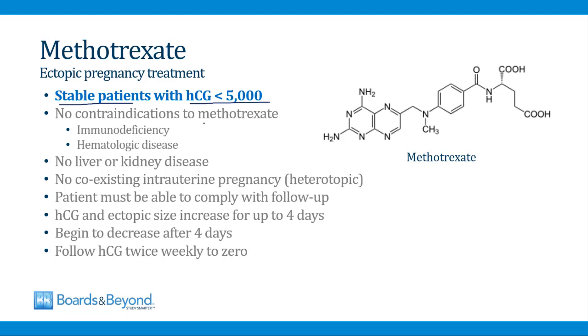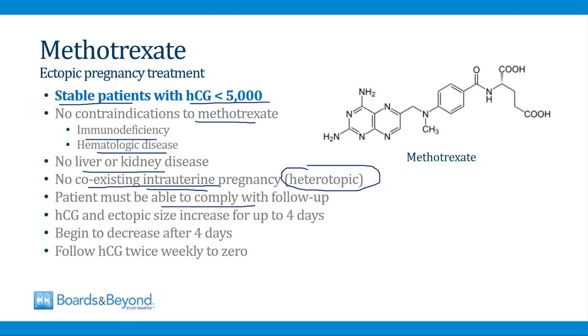There can't be any contraindication to methotrexate, anything like immunodeficiency or hematologic disease or liver or kidney disease. There also cannot be a coexisting intrauterine pregnancy. This is rare, but women can have an ectopic pregnancy and also at the same time have an intrauterine pregnancy. This is called a heterotopic pregnancy, and so when this happens, you can't use methotrexate. And then lastly, the patient has to be able to comply with follow-up.